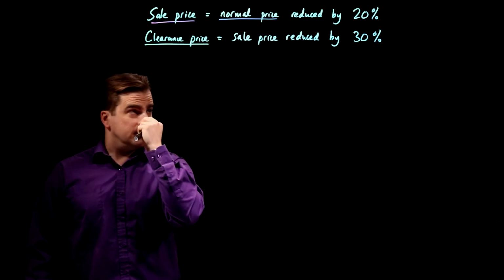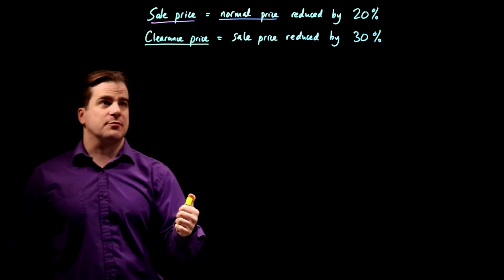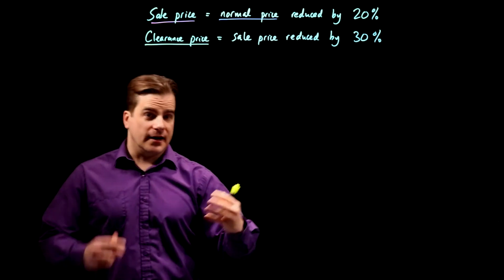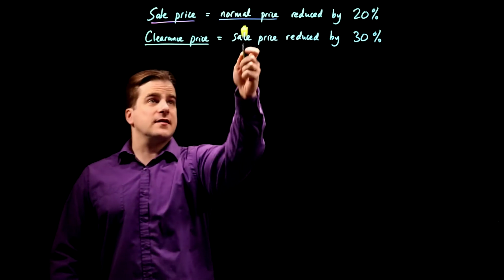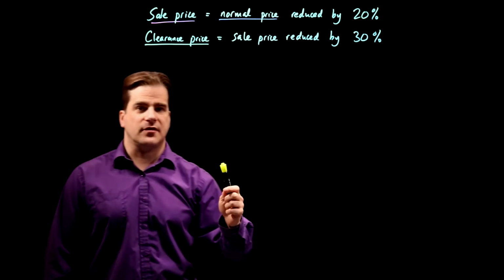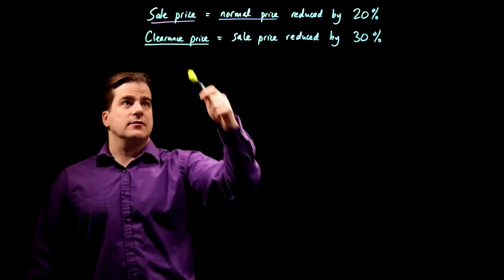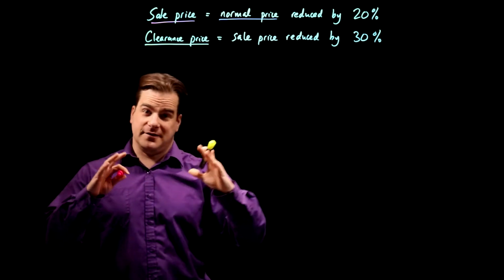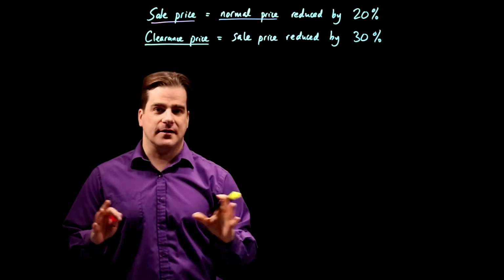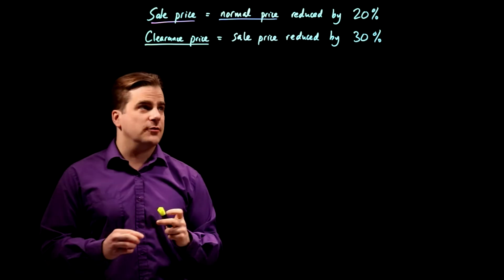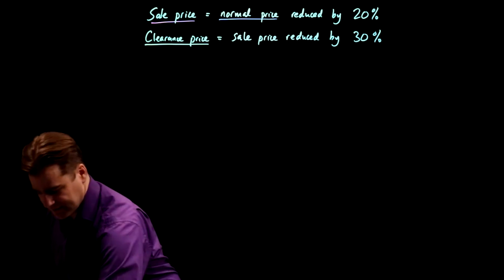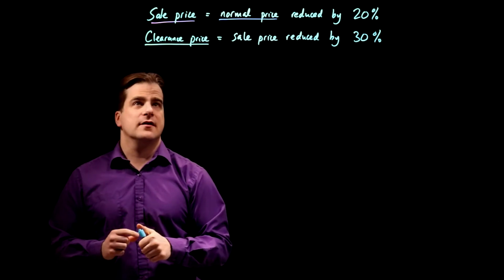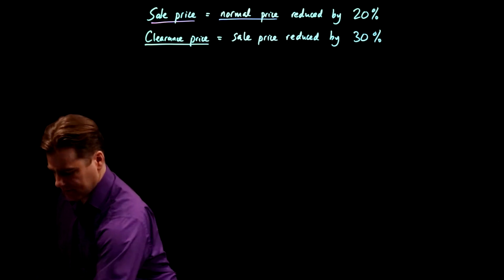Right, and the question is: is the clearance price 50% of the normal price? Naively, you'd think it is, because you start with the normal price, you reduce that by 20%, and then you reduce what you've got, the sale price, by another 30%. But it's not. It's not 50%. It's different, and I'll show you why. So the reason is this. Let's work out what the sale price is to start with.